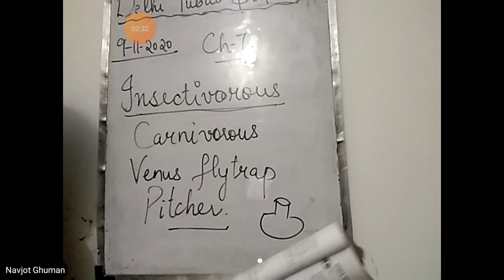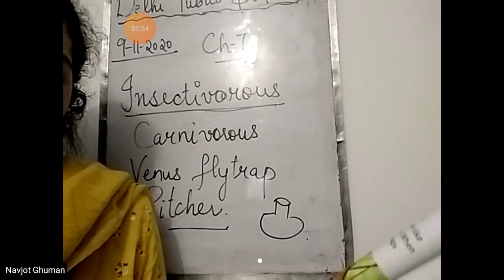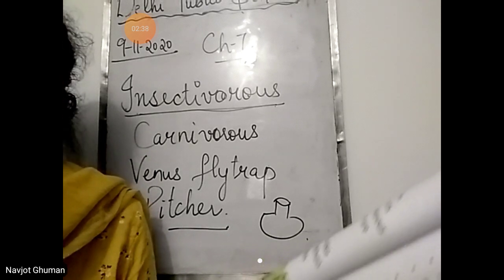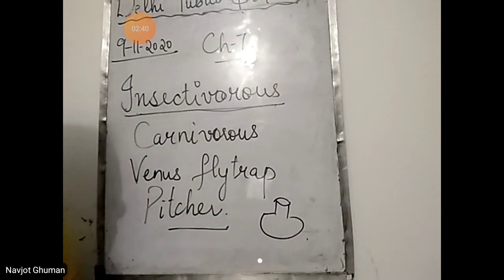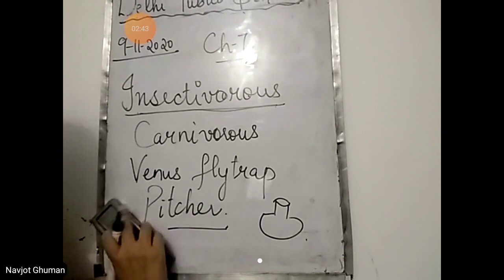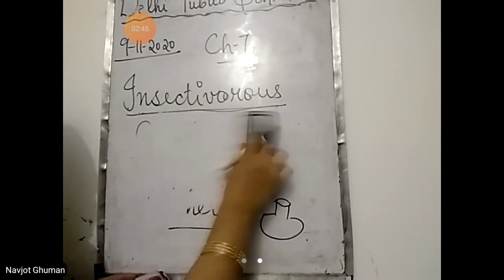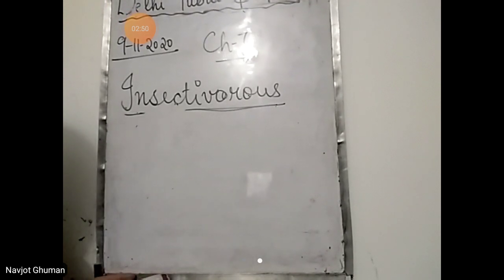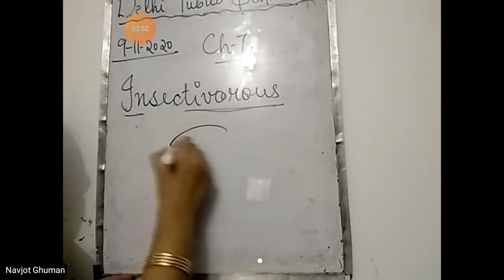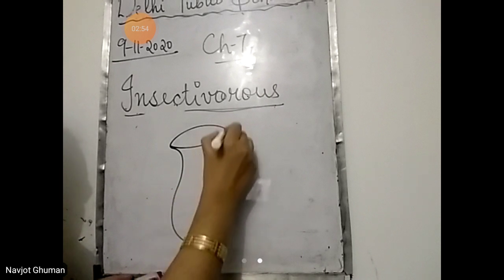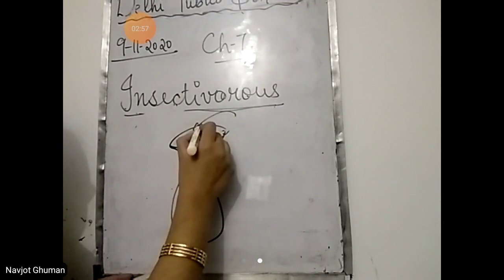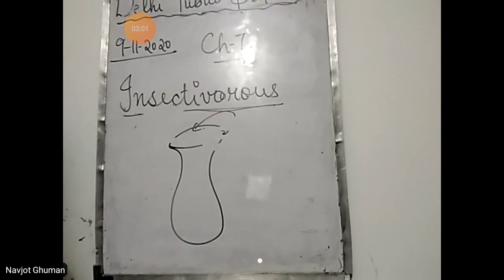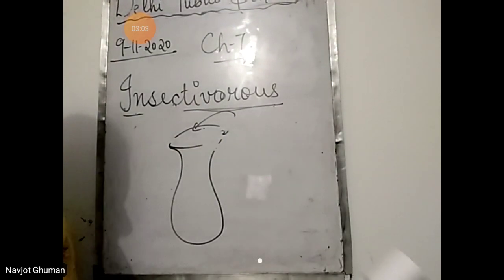That traps the insects. The picture is shown on the right hand side of this page, that is of pitcher plant. It is in the shape of a pot. Jaise pitcher hota hai, pot hota hai, uski shape mein hai. When any insect comes and sits on its edge, it traps or enters the pitcher. Aisa bana hua hai wo. जब भी कोई इंसेक्ट उसके ऊपर आकर बैठता है, तो वो उसको ट्रैप कर लेता है, ऐसे बीच में बंद कर लेता है. That is the pitcher plant.